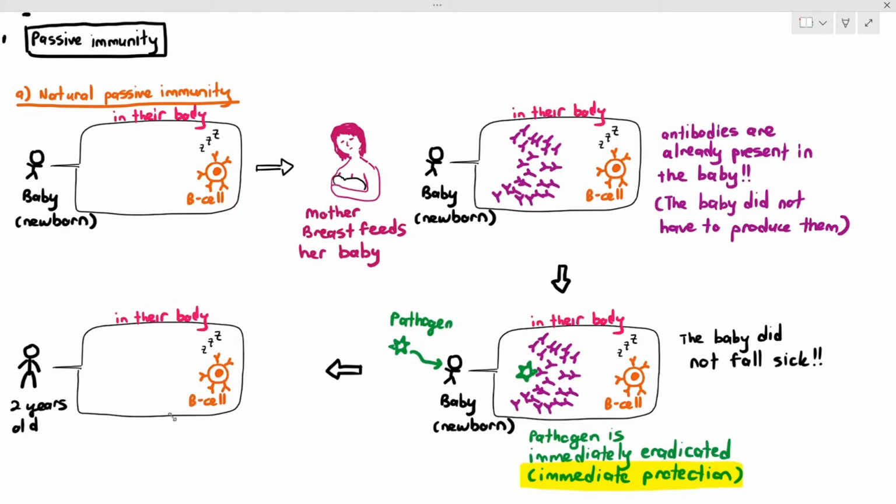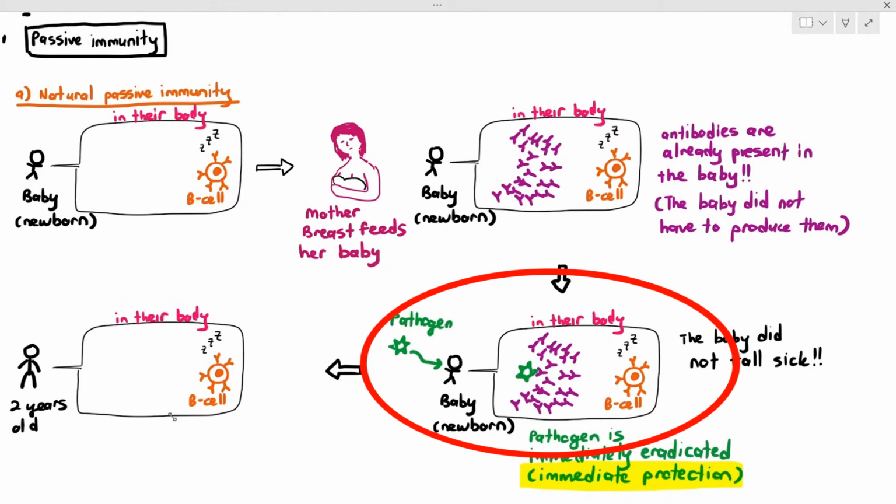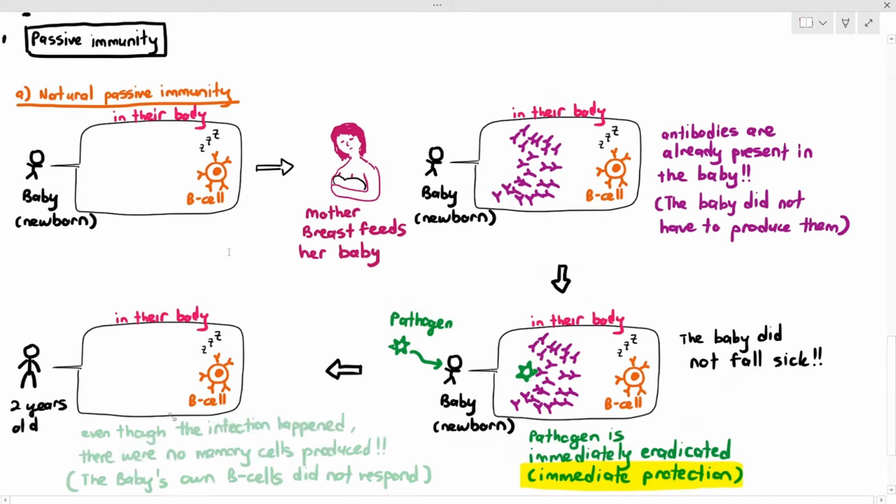Here's the weird thing. There won't be any more antibodies inside the body because the mother's antibodies will only last for a short period of time. So the moment the mother stops breastfeeding the baby or the child, the antibodies are no longer there. So while there was an infection that happened the first time, as I'm circling here in red, there were no memory cells produced. Why were there no memory cells produced? Because the baby's own B cells did not respond to the pathogen.